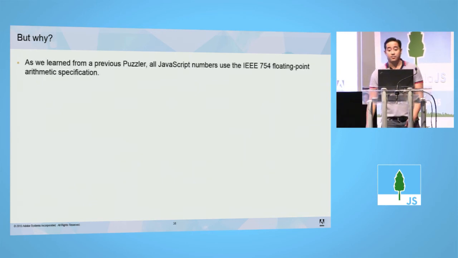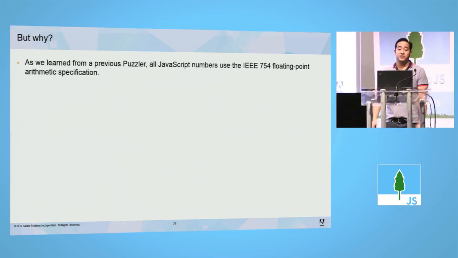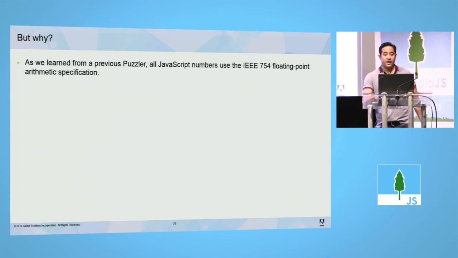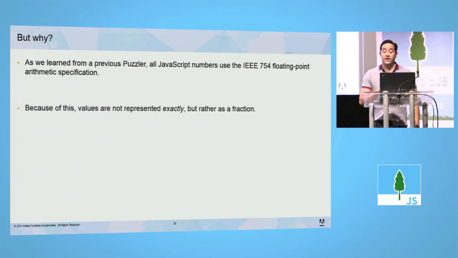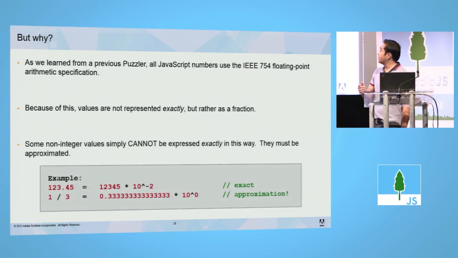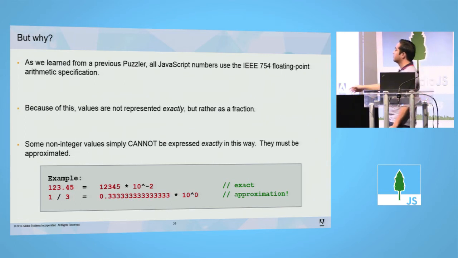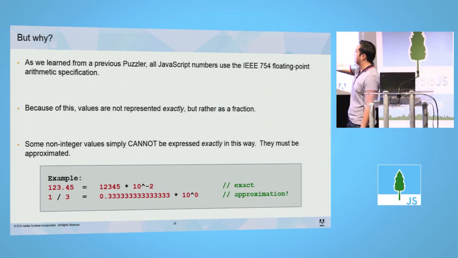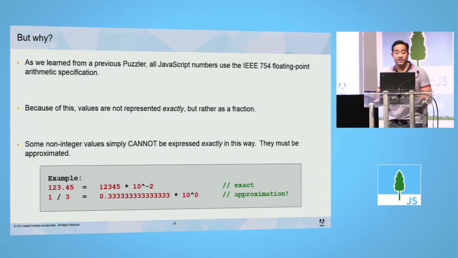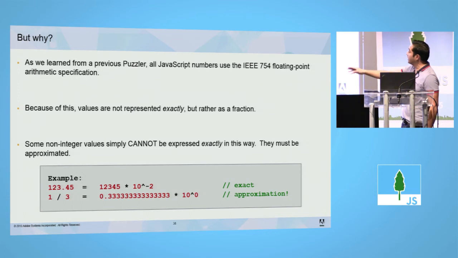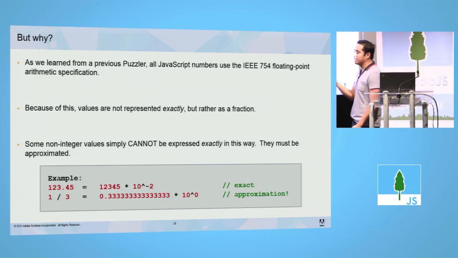So as we learned from the last puzzler, all JavaScript numbers are represented using the IEEE 754 spec. Because of this, values are not represented exactly, but rather as a fraction. So for instance, some non-integer values simply cannot be expressed exactly in this way. For example, 123.45 can be represented by 12,345 times 10 to the minus 2. However, 1 over 3 cannot be expressed exactly in this format. It has to be approximated.